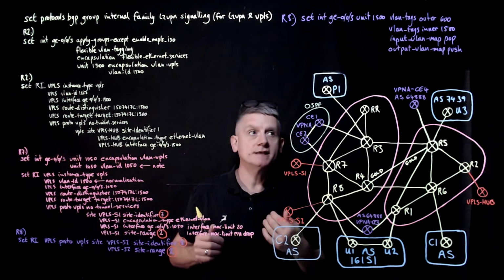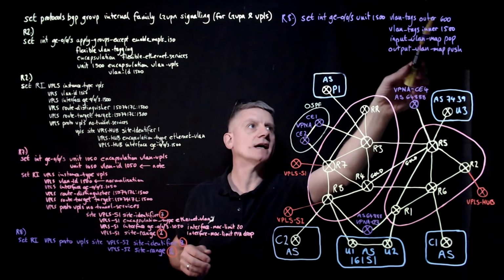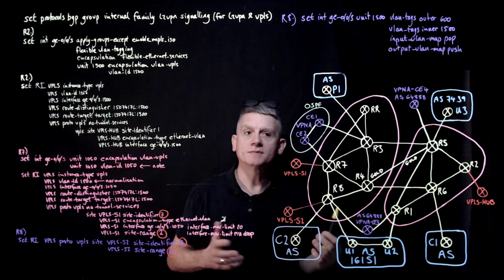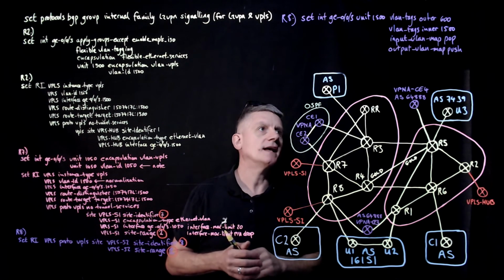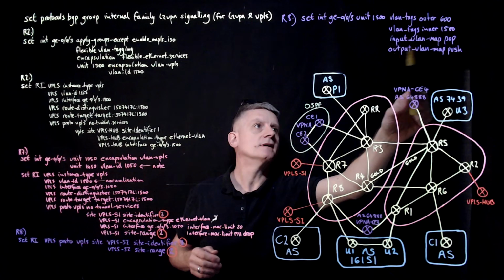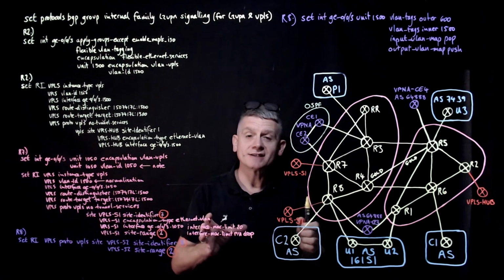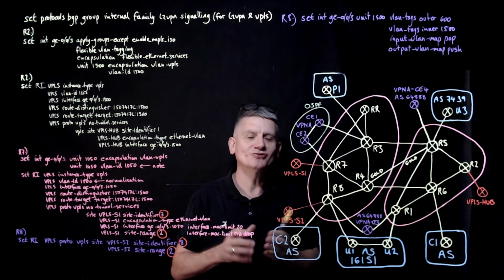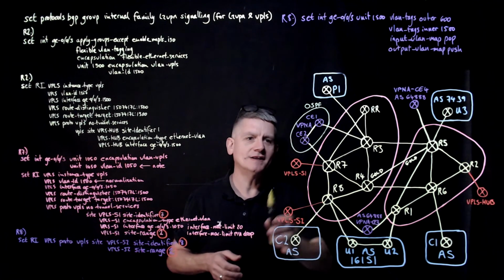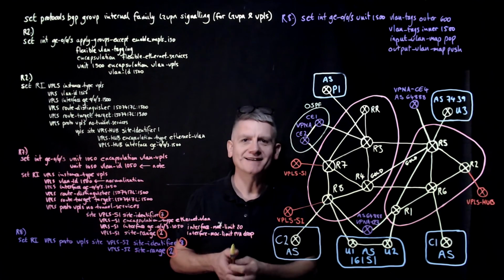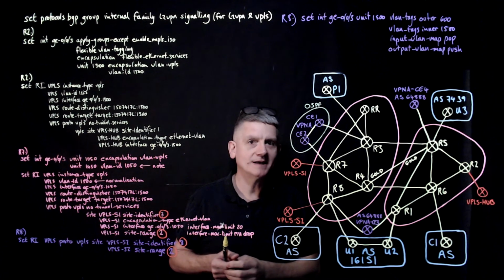So the CE sees this double stack, and when we come to routing, we're seeing the single, and the outer is popped at 600, and then we can actually bridge the inner 1500 out of these VPLS sites, and that's VPLS Superlab 2.